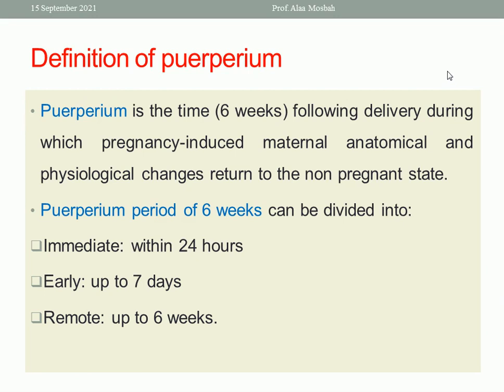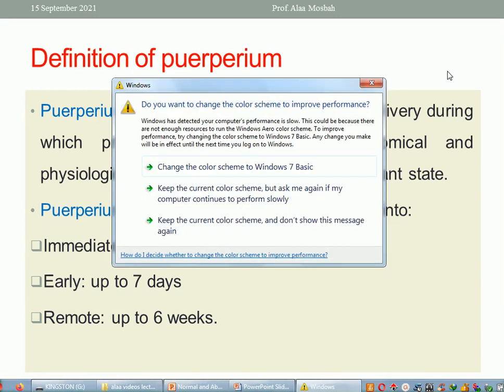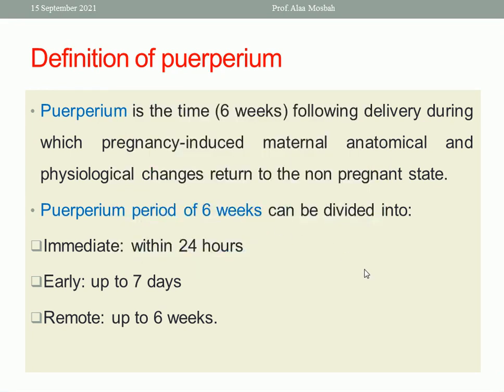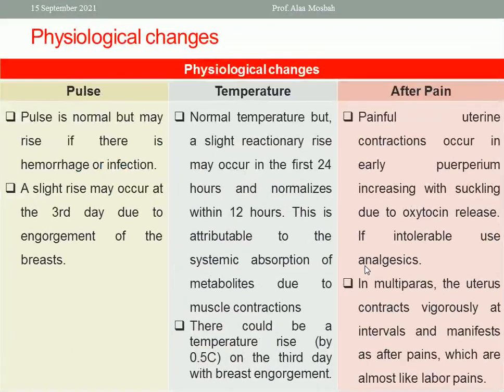Okay, and also you should know that puerperium can be divided into immediate, if within 24 hours from childbirth, early, if within the 7 days from childbirth, and remote, more than 7 days and up to 6 weeks postpartum. What are the physiological changes?